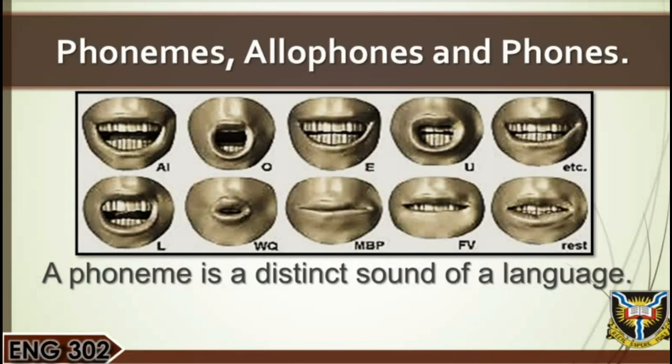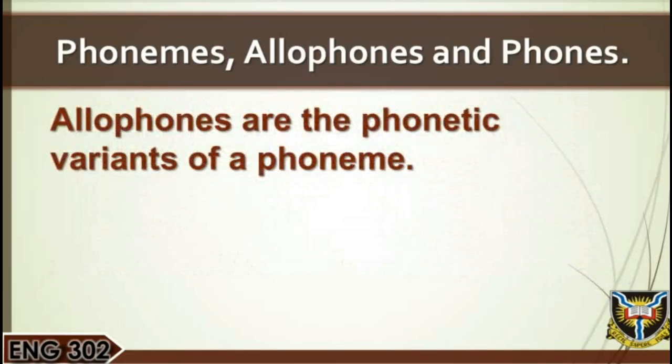Phonemes have many variants depending on the position in the word, since by now we know that sounds tend to be modified by the environments in which they occur. These variants are called allophones. Allophones are the phonetic variants of a phoneme.